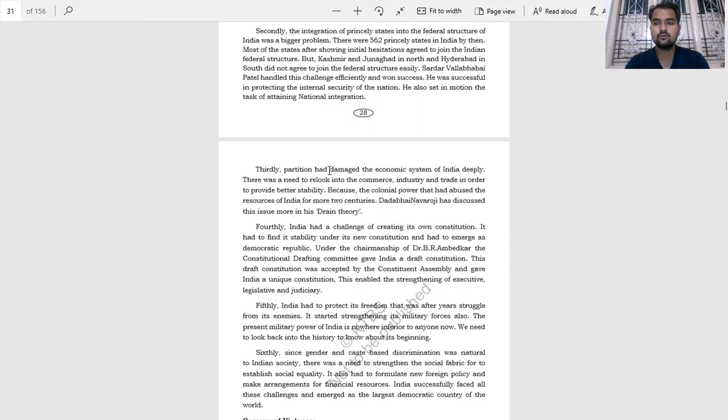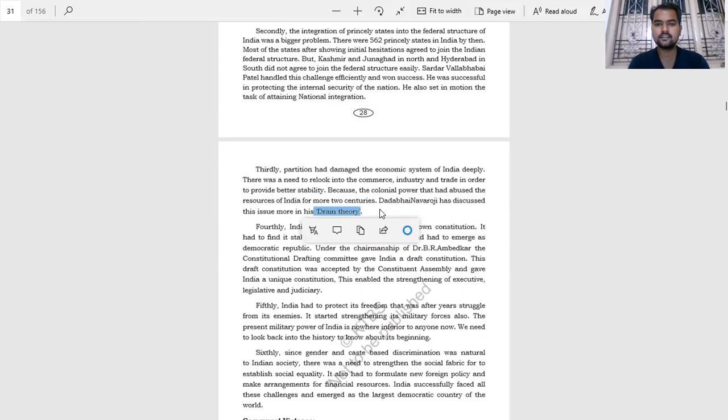So once they gave us freedom, we did not have sufficient wealth, because Dadabhai Naoroji also studied this data scientifically, how the wealth of India was drained to England, and he recorded it in his drain theory.